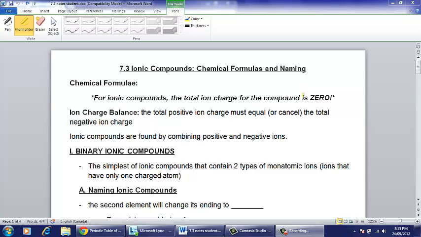In this lesson, we are looking at ionic compounds, chemical formulas, and naming. You will need your periodic table to complete the notes.